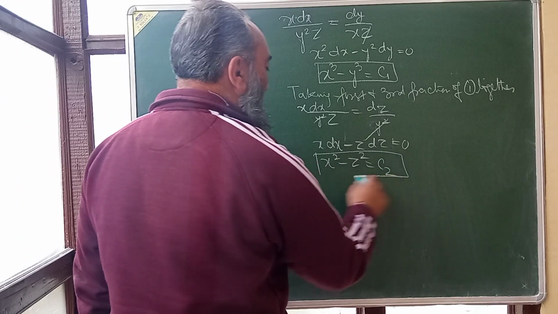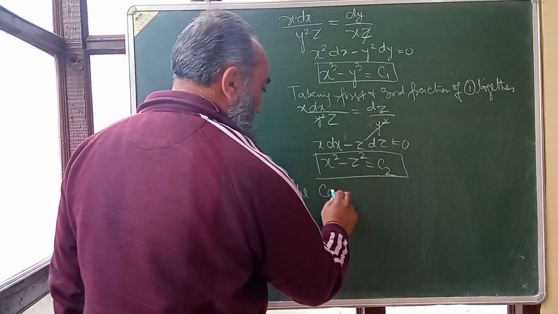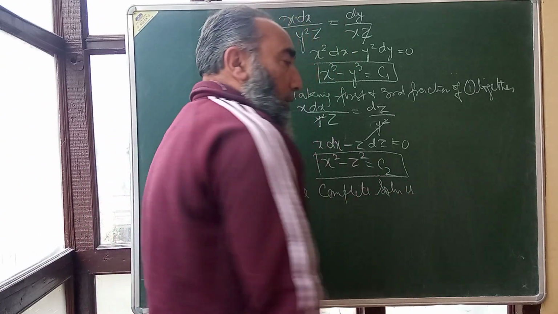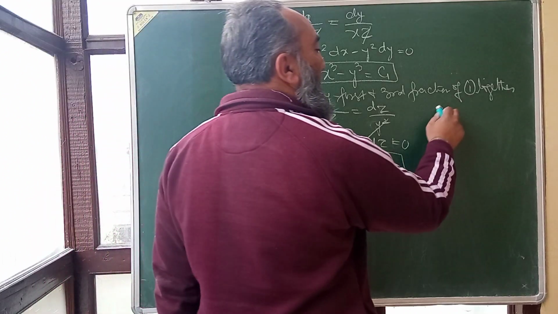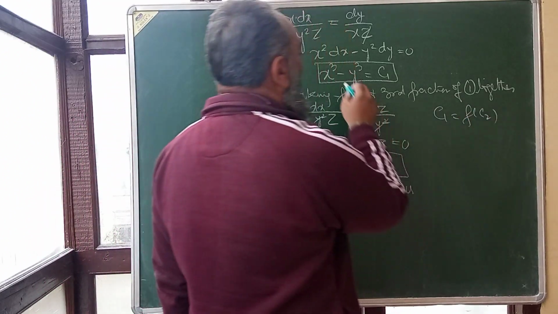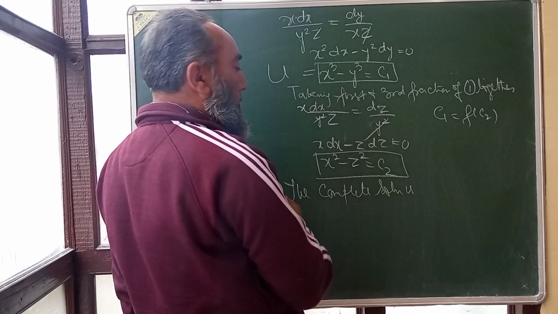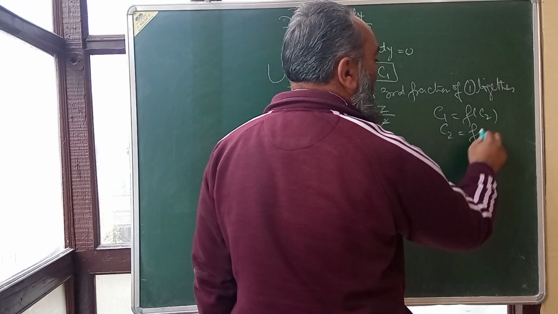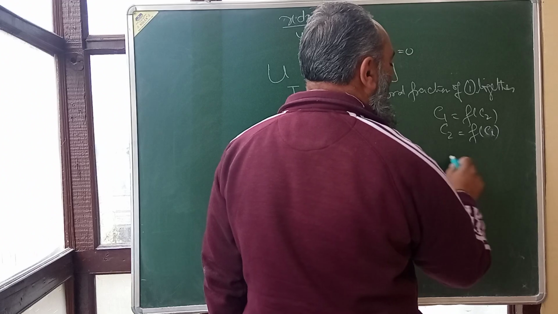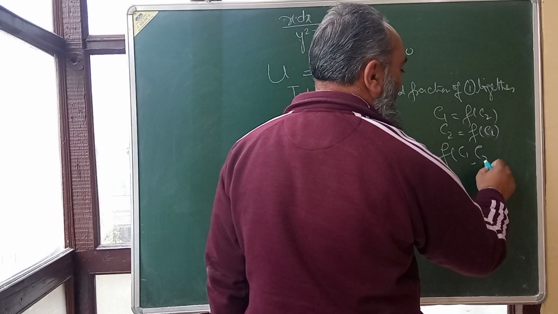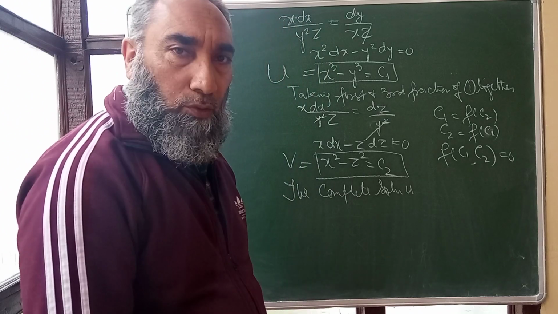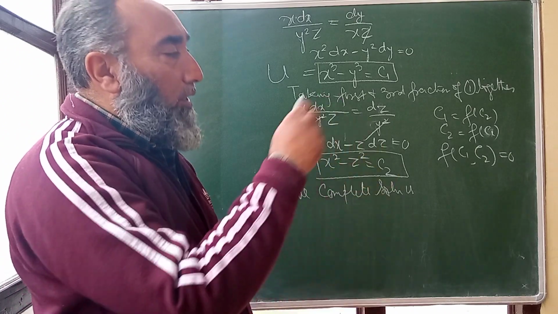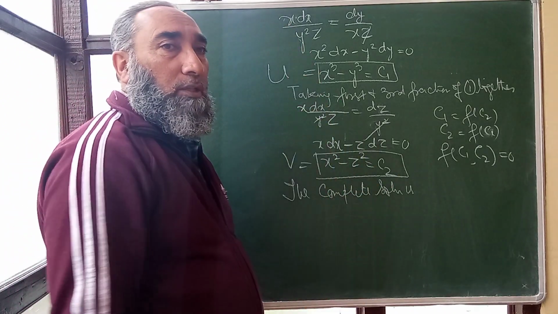This is another solution. So the general solution or complete solution is, see, here we can use c1 as function of c2. Let me call this u and this v. u as function of v, or v as function of u, or function of u, v equals 0, or c1 as function of c2, c2 as function of c1, or function of c1, c2 equals 0. In each case you will get the solution, whatever is the question.